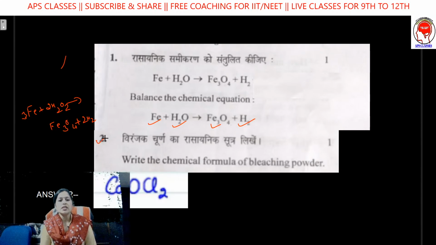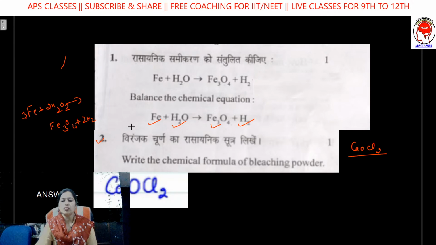Second question is: write the chemical formula of bleaching powder. What is the chemical formula of bleaching powder? It is your question number 2. So dear students, the chemical formula of bleaching powder is CaOCl2, that is calcium oxychloride. This is our question number 2.